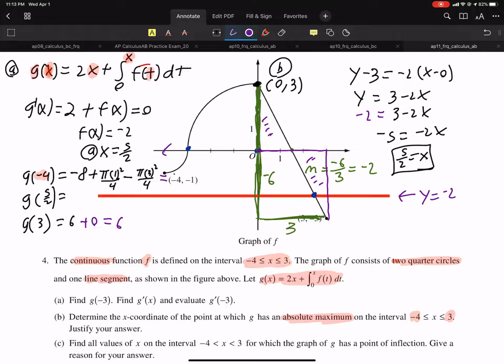This one, negative 8. And then pi over 4 minus 9 pi over 4. That's going to be minus 8 pi over 4, or minus 2 pi. And then if I plug in 2.5 here, 5 over 2, that will be 5. Get rid of that line.